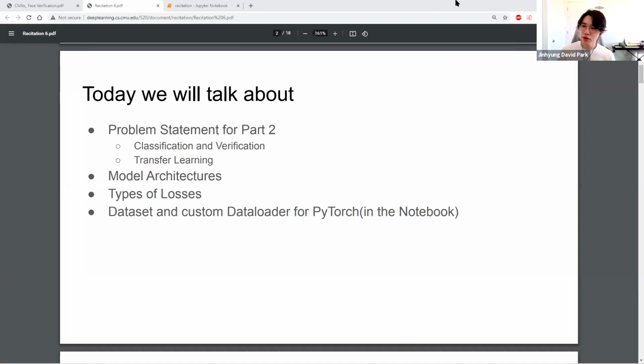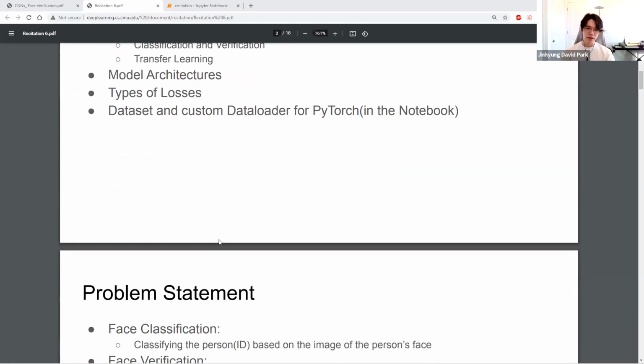All right, everyone. Welcome to Recitation 5. Today we'll be talking about CNNs and briefly go over the problem statement for part 2. And then we'll talk about some model architectures that you might want to look into for homework 2 part 2, some types of losses, and an example in Jupyter Notebook. Traditionally, this recitation would serve almost as a boot camp for homework 2, but now we have a separate boot camp for homework 2, so this recitation will be a little shorter than before. All right, let's get started.